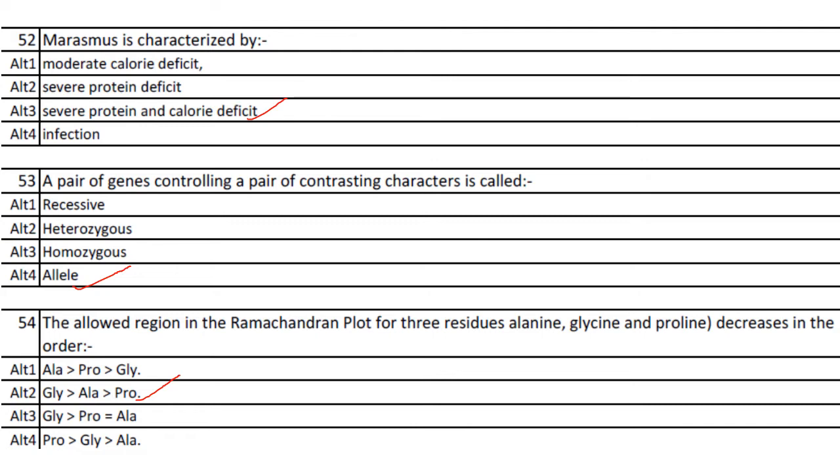Then next one, a pair of genes controlling a pair of contrasting characters is called an allele. So answer is option 4. Then next one, the allowed regions in the Ramachandran plot for 3 residues alanine, glycine, proline decreases in the order: glycine greater than alanine greater than proline. This you have pictures either on the internet or in your biochemistry books. So you can refer to that.